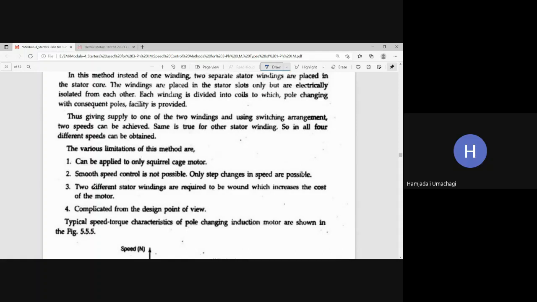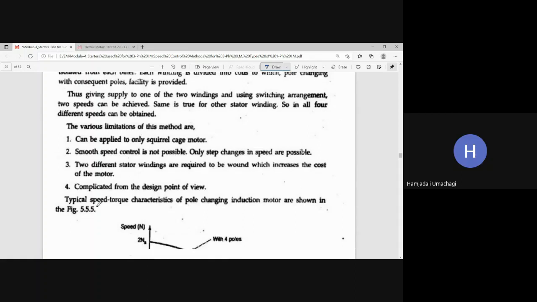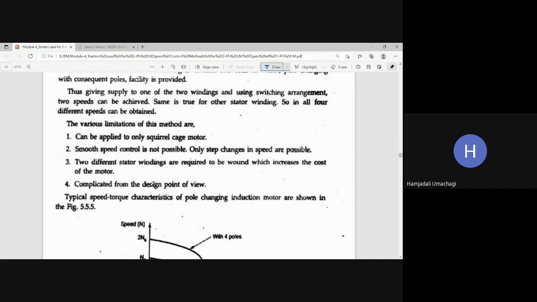The third disadvantage is that two different stator windings are required to be wound, which increases the cost of the motor. Since we are using different stator windings, obviously the cost of the machine is going to increase. Then lastly, it is complicated from the design point of view. Since it has two different stator windings, the design is a little bit complicated. So this is all about disadvantages.